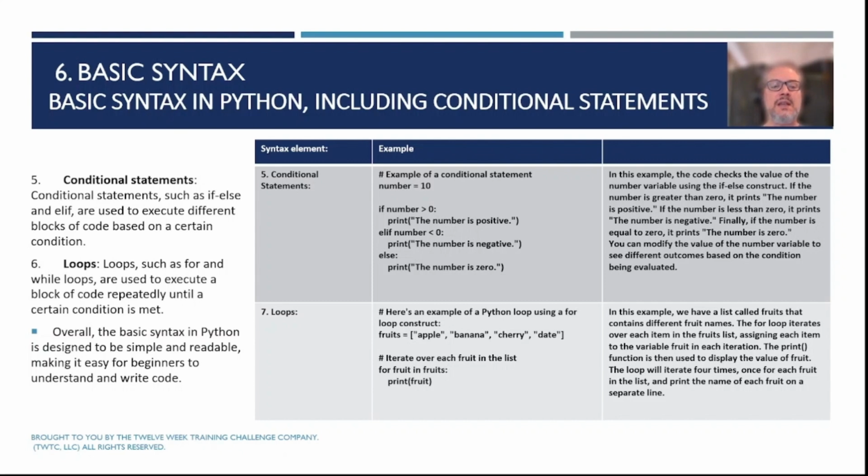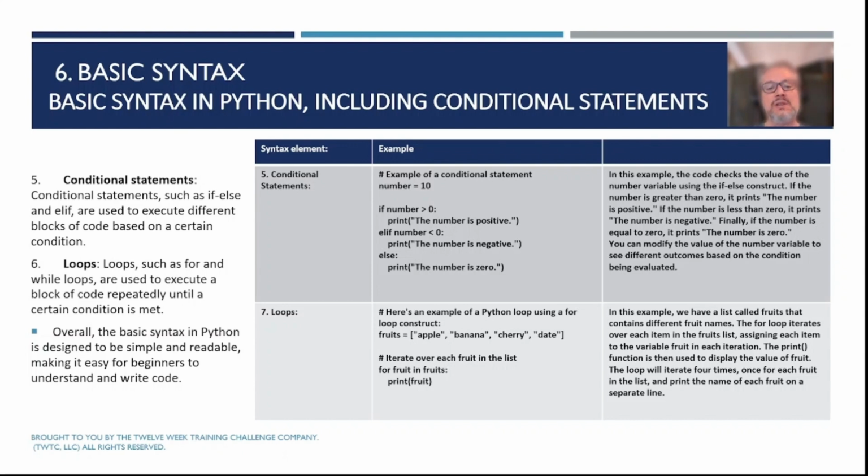So what you see in the example for number 5 is a conditional statement. We're first taking the variable number and assigning it 10. So we're putting 10 into memory. So if the number, which is 10, is greater than 0, then we're asking it to print the number as positive because that statement, the line of code, is true.